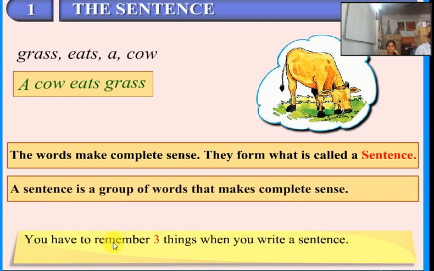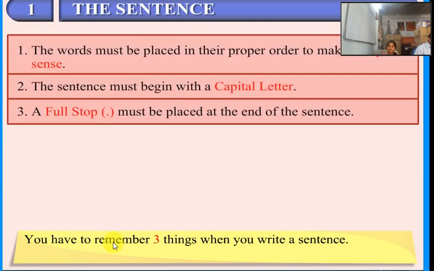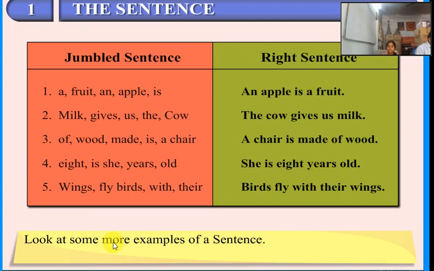You have to remember 3 things when you write a sentence. The words must be placed in their proper order to make complete sense. The sentence must begin with a capital letter. A full stop must be placed at the end of the sentence. Look at some more examples of a sentence.